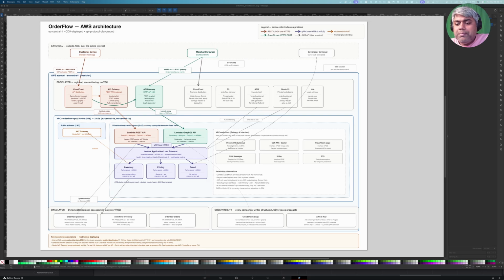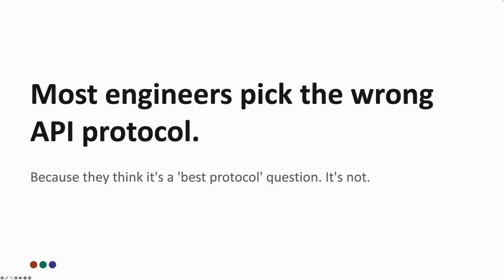Most engineers pick the wrong API protocol. They have no idea they're doing it because the question they're asking is which one is best. The question doesn't have an answer. This is like asking which is best, a postcard, a phone call, or shouting across the room. They're all best, but they are best at different things.